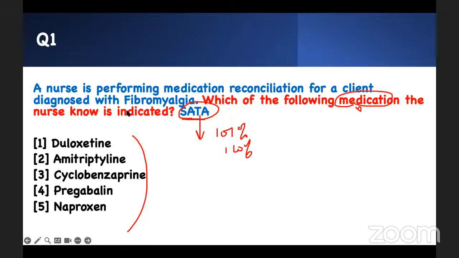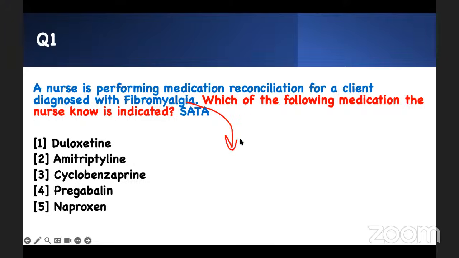Which of the following medications is indicated? That means one of those is indicated. Do I have to pick all of them? I don't know. And next is performing medication reconciliation for a client diagnosed with fibromyalgia. That's your keyword. So I have a patient who has fibromyalgia, and I want to know if any of this medication is indicated.